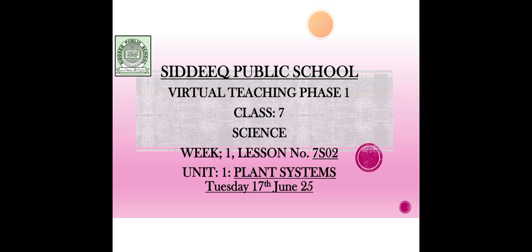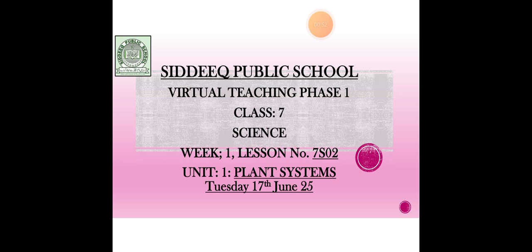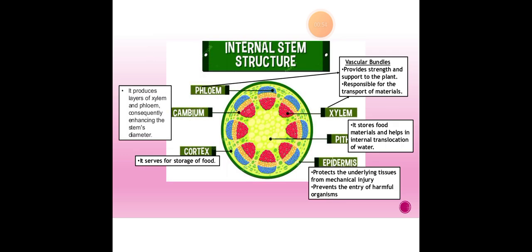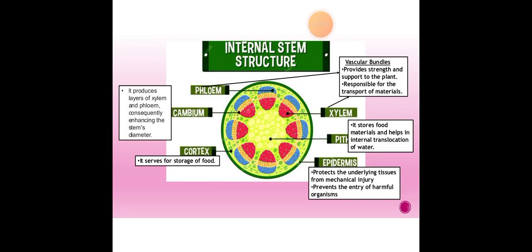So yeah, let's start. Today we're going to study plant systems. First of all, you should know the internal structure of a stem. Previously I uploaded a science video where I told you about the types of systems of a plant: the shoot system and the root system. Today we're going to study stems, so, the internal stem structure.